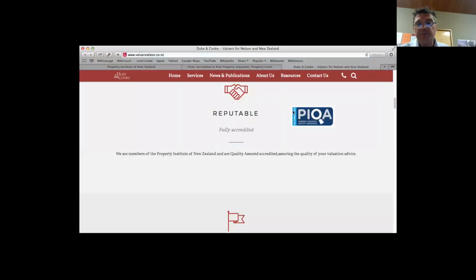And reputable, fully accredited. The Property Institute does have an accreditation scheme. Now, preparing this, I only saw that they've got one. The Institute thinks it's a really good thing, surprisingly enough. And it's certainly better than nothing. So there are a number of things that we can do. And this is just the property valuers. There may be the same for actuaries, forestry valuers, don't know. But this is the kind of thing that technology allows us to do.